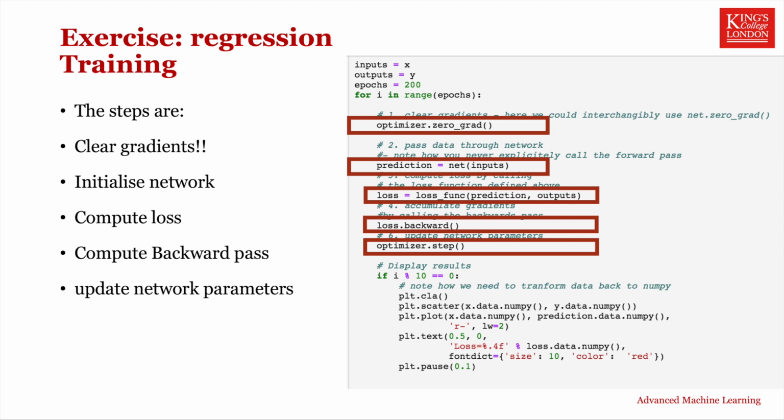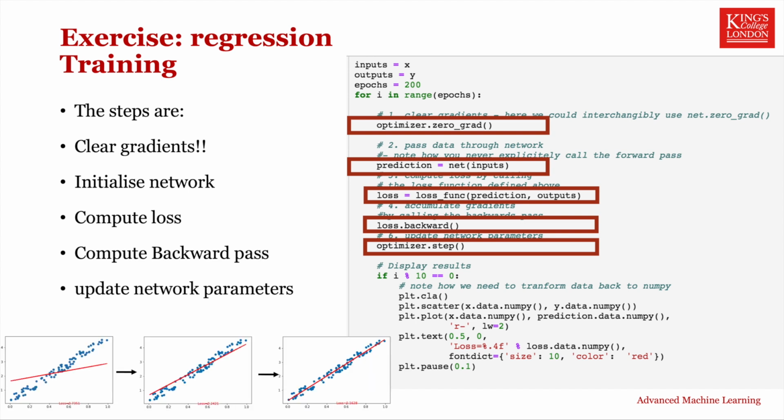The final thing we need to do is step in the direction of decreasing gradient using an update rule which is controlled by the optimizer. The code below then just plots the predictions for each training iteration. I suggest you try this in your notebook.